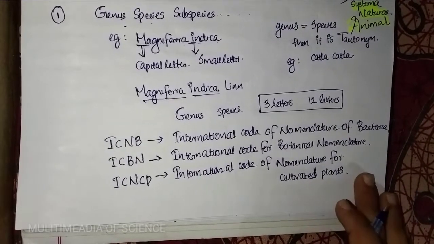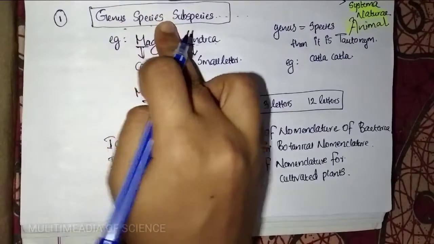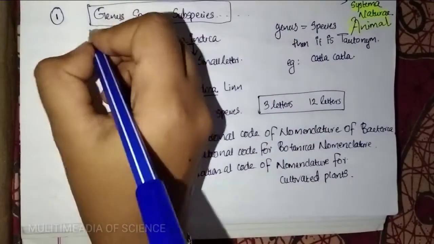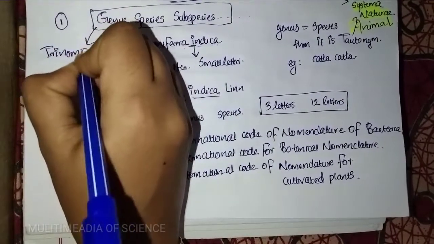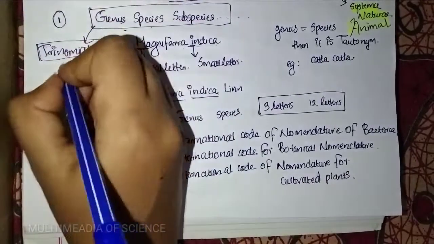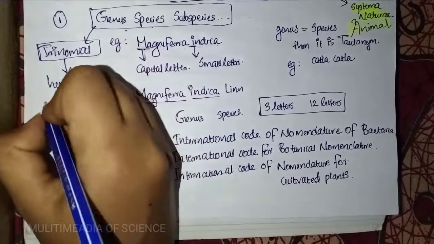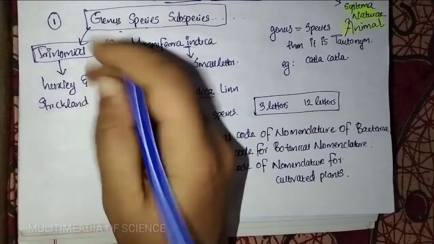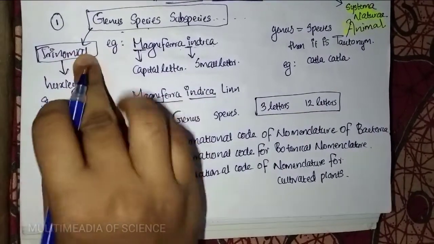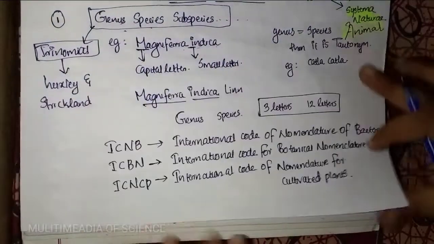Okay, the trinomial system. When we come with genus name, species name, subspecies name, this naming is called what? Trinomial system. This is called trinomial, and it was introduced by Huxley and Strickland. These two personalities introduced the trinomial system of classification, that is, genus, species, subspecies level. Clear? Yes. Okay.